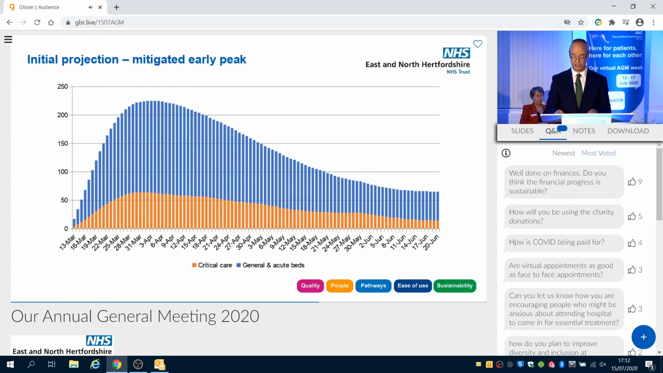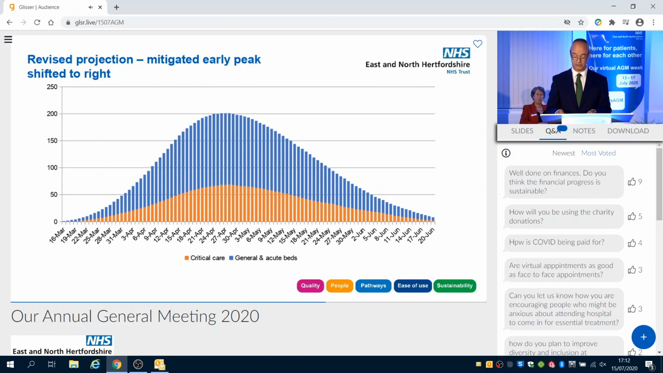National modelling suggested that the UK could be facing a level of infection that could overwhelm the National Health Service. Our business intelligence team took this and applied it locally. It suggested that the Trust could very rapidly be experiencing patient demand for 225 general beds and 60 ventilated beds. Subsequent analysis suggested a similar level of demand, but with a delayed peak period.